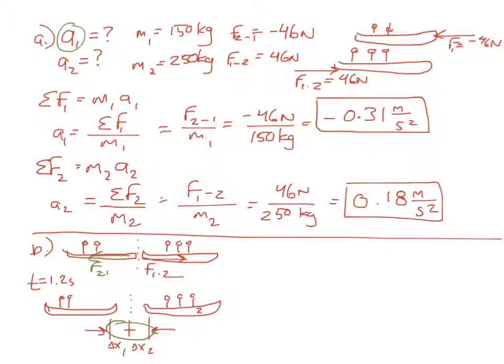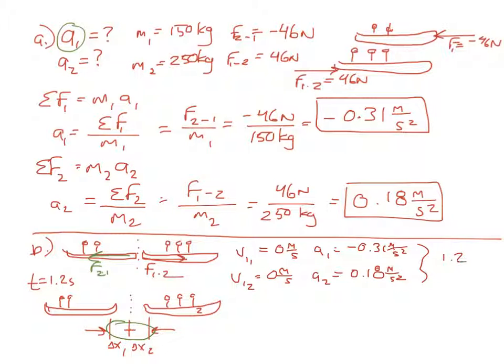We also have some other things that aren't explicitly stated, but that we probably know. What is the initial velocity of 1? What is the initial velocity of 2? Well, it's 0 meters per second for both, because the canoes were previously at rest. We know the acceleration of 1 is negative 0.31 meters per second squared, and the acceleration of 2, since it has more mass, is going to be less, negative 0.18 meters per second squared. Time for both of these is 1.2 seconds. So can we solve for the displacement of 2 and the displacement of 1? We sure can, because we have our equation.